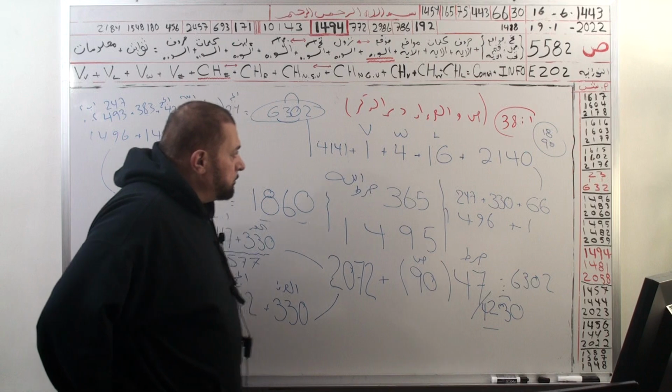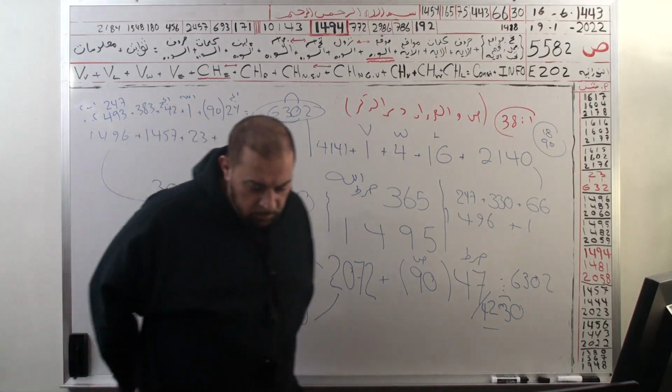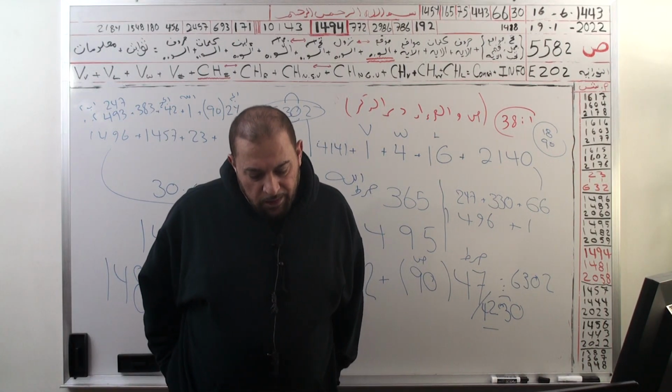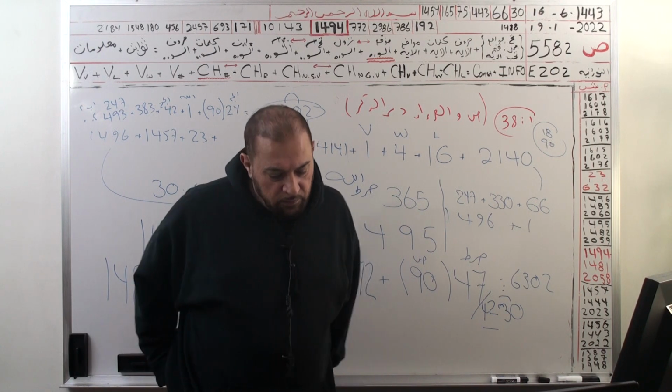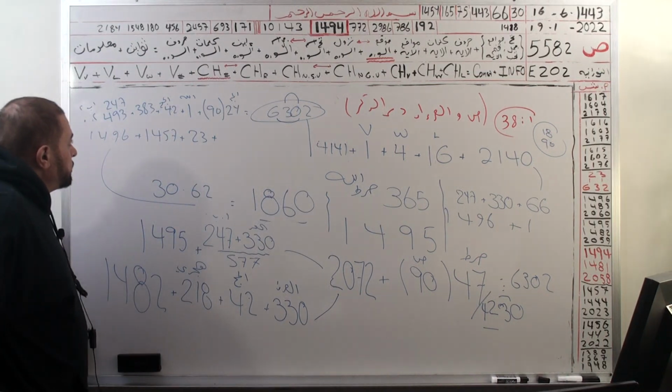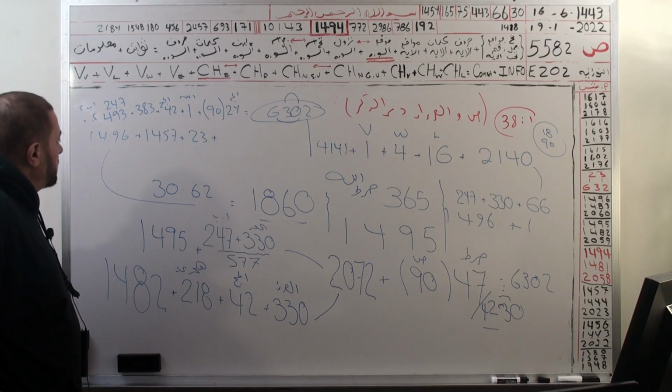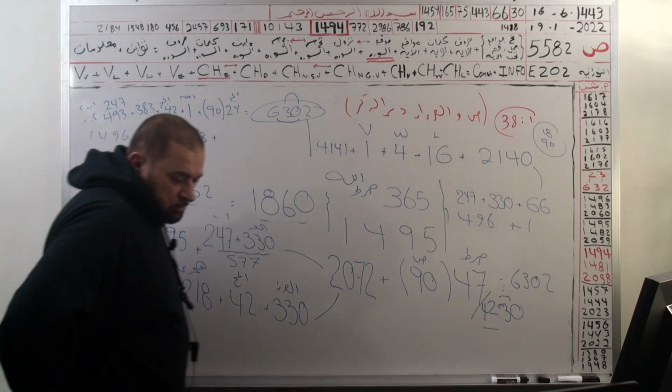Okay, so 24 minutes. Anything else I'm going to mention? Yeah, that's it. Khalas. How many terms do we have? 1, 2, 3, 4, 5, 6, 7, 8, 9. Okay, that's good enough.